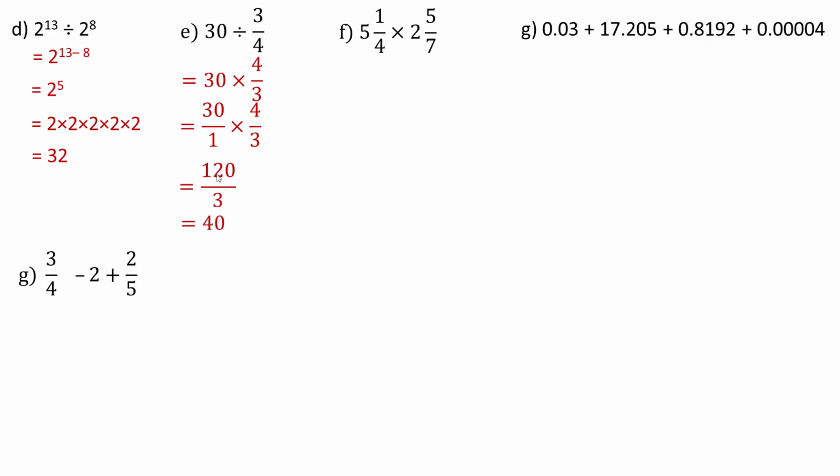Now, just to show a shortcut, and maybe you've seen this at some point. You can actually notice at this place here that 3 goes into both 3 and 30. So you can divide: 3 goes into 3 once, and 3 goes into 30 10 times. So it's now 10 times 4, which is 40, over 1 times 1. So this is really 40 over 1, which is just 40. So you don't have to go directly through this. If you see that you can divide out, you can do that.